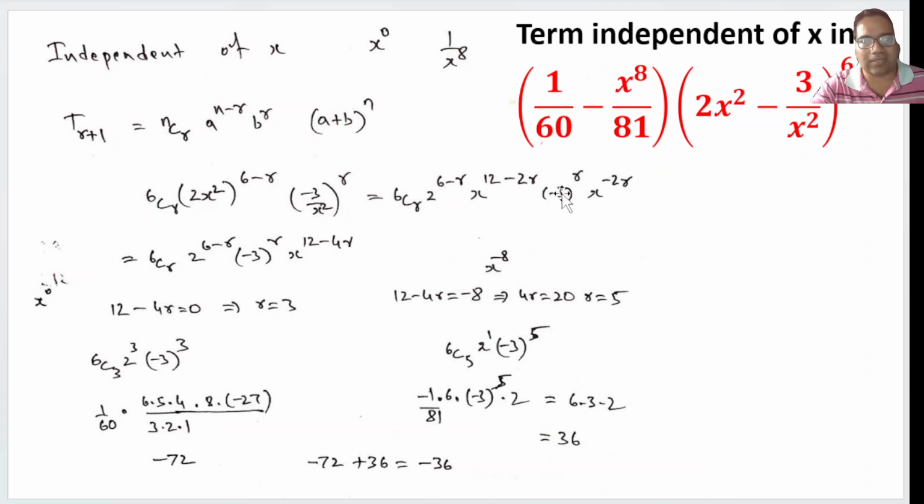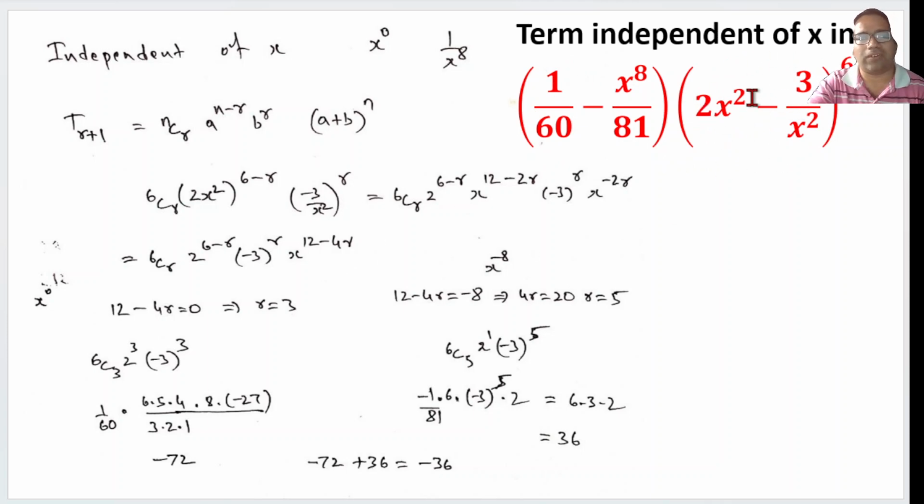Right, let us bring x's together and constants together. 2^(6-r), then (minus 3)^r, and x^(12-2r) times x^(-2r), that is x^(12-4r). Now, as we discussed earlier, this term will become independent of x when either 12 minus 4r equals 0, then it becomes x^0 multiplied by 1/60. Right? 1/60 into whatever term in this expansion has x^0.